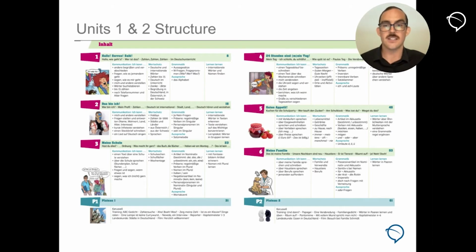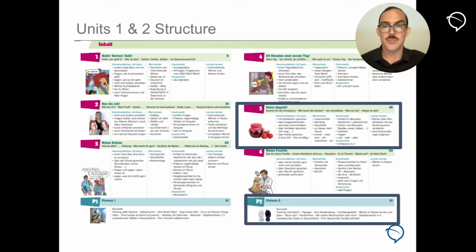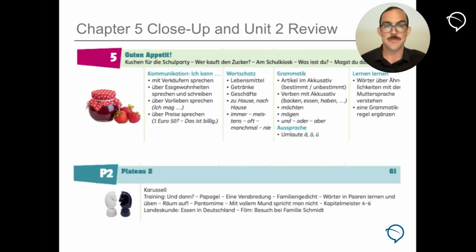Here we can see KLASSE as a student or a teacher would in ebook format. This is the table of contents for units 1 and 2, where you can see the structure of each chapter and the units at large. Let's now zoom into everyone's favorite chapter 5 about food and the unit review of chapters 4, 5, and 6.